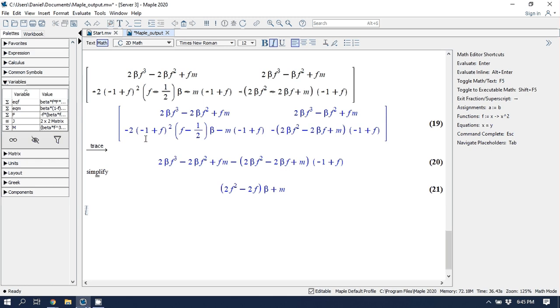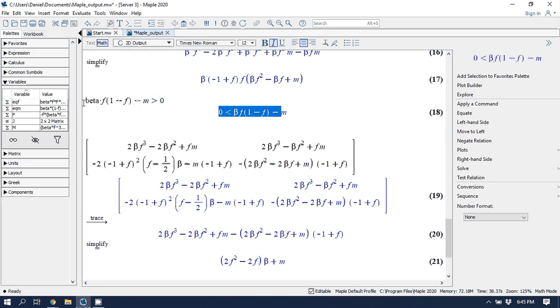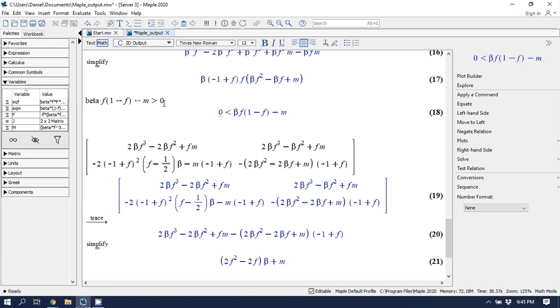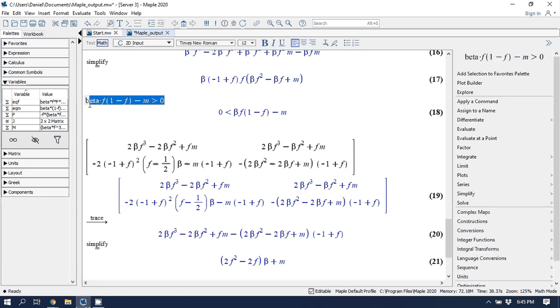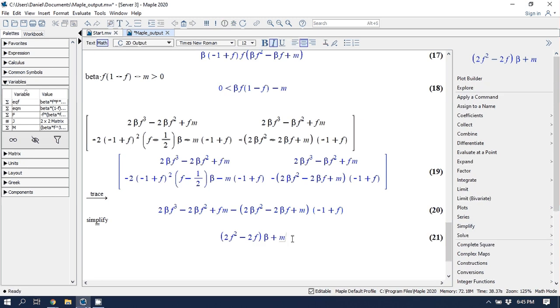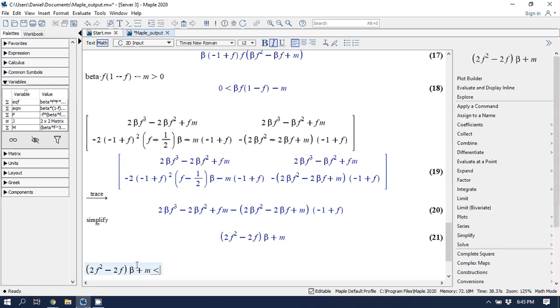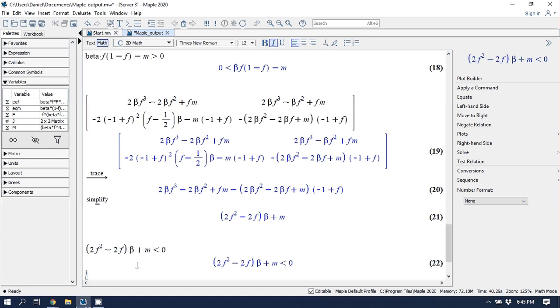So far, I know that I need this condition that I highlight here. I need this for stability. But the question is, is that all there is to it, or do I need to add this condition as well? Because I know that the trace must be negative as well. So, for example, it looks like in addition to the condition above, I need to add this condition, that 2f squared minus 2f times beta plus m is less than 0.